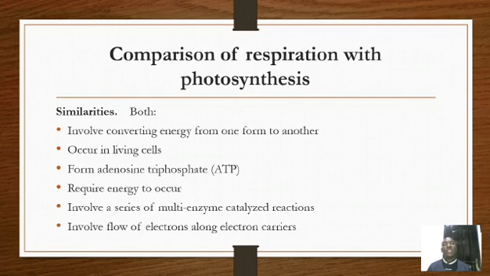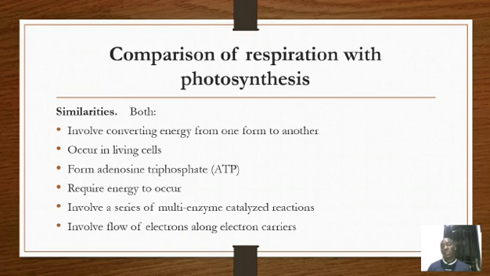They both form ATP. Remember, in respiration, we talked of oxidative phosphorylation, formation of ATP in the presence of oxygen. In photosynthesis, you talk about photophosphorylation, formation of ATP in the presence of light. Therefore, in both, there is formation of ATP. Both require energy to occur. Energy is needed to form energy. Energy is needed for plants to manufacture food. Therefore, in both, ATP is used.